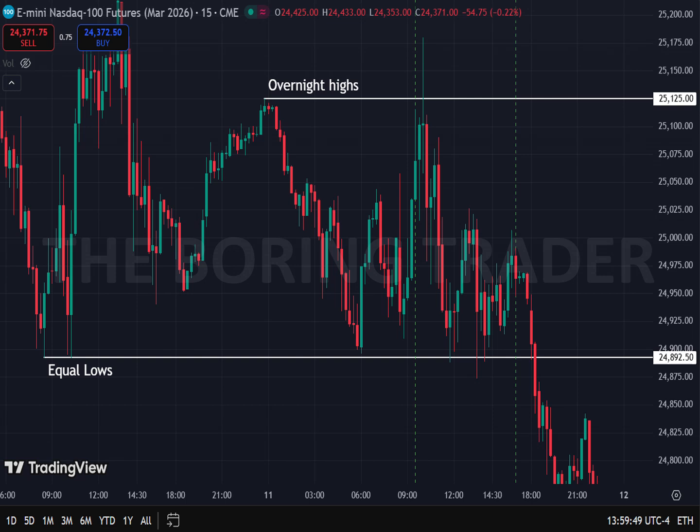Now let's move on to Wednesday's price action. Going into the session, the two key levels we had were the overnight highs and the equal lows. These were the obvious liquidity targets for the session. And you can see here the market first moved higher and took the overnight highs, and then later reversed and took the equal lows as well.